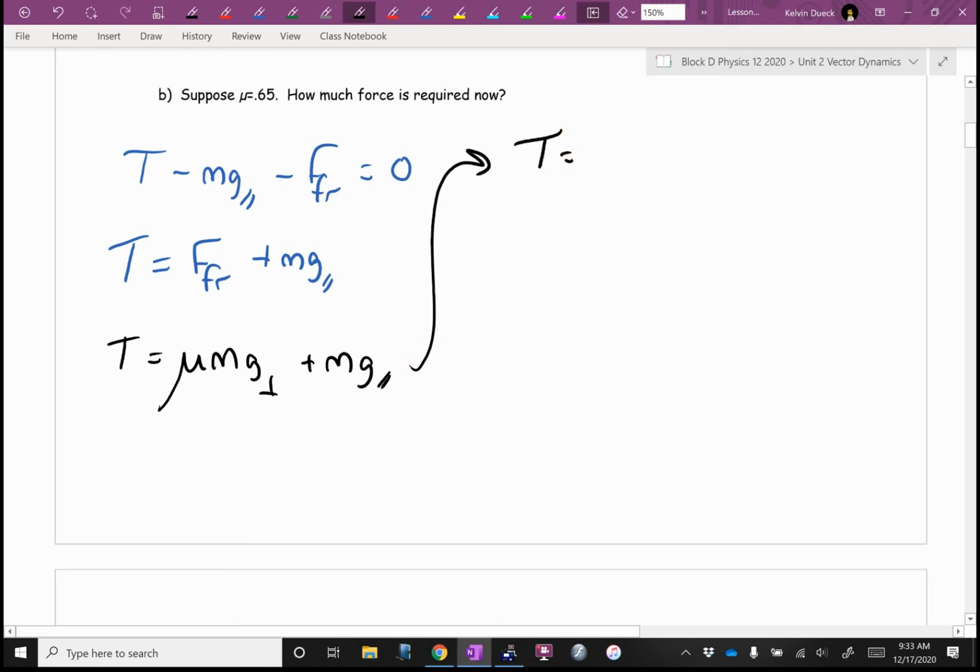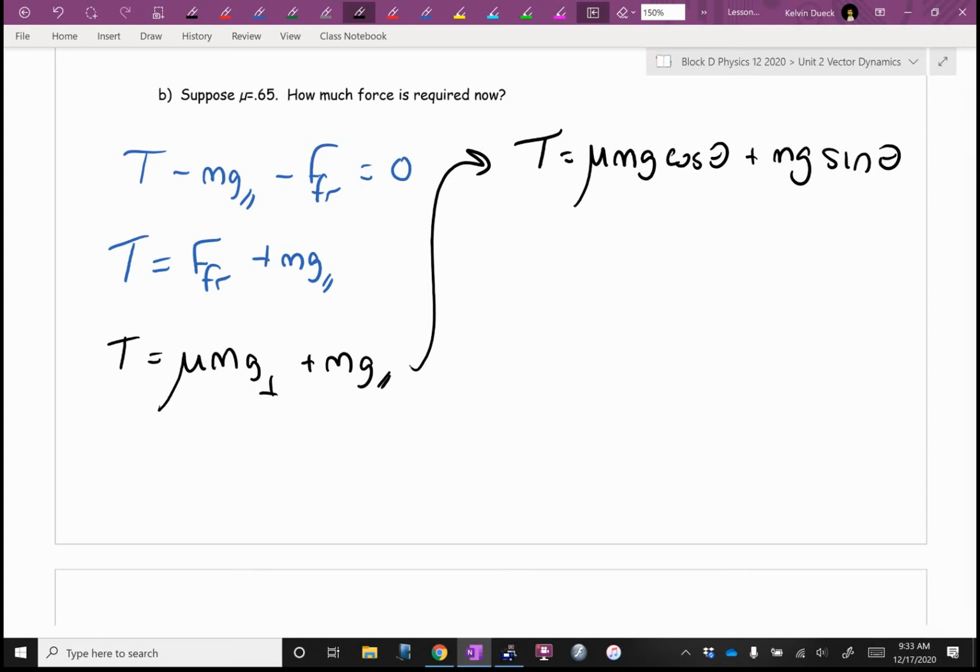Tension is going to be mg perpendicular. Which trig function was that? Of course it was. So it's going to be mu mg cos theta plus mg sine theta. 2 lines. Do the m's cancel here? Not an m in tension, so no.